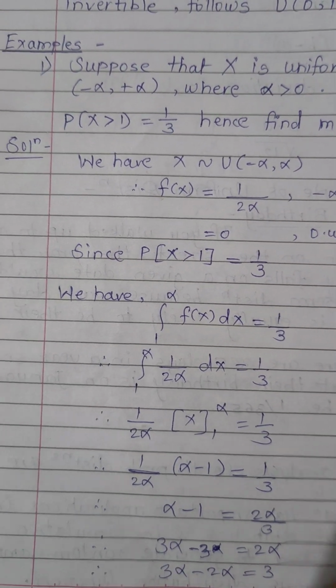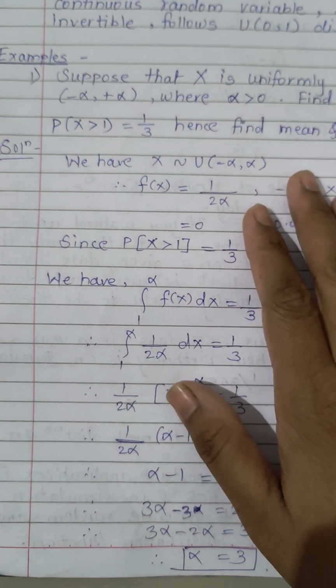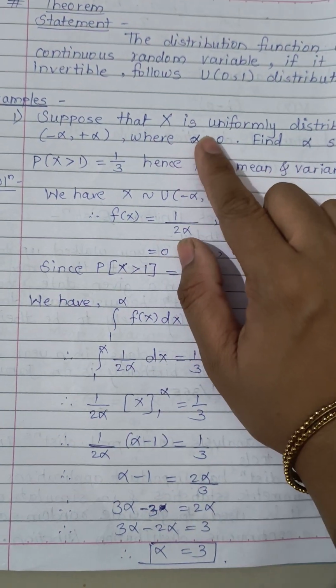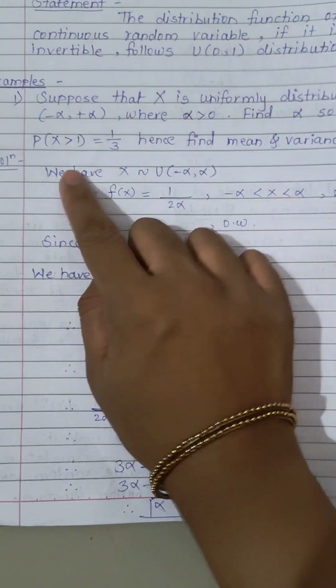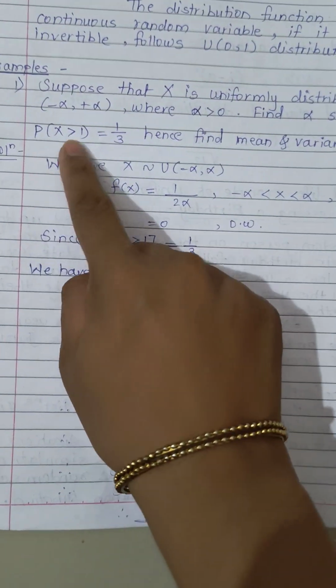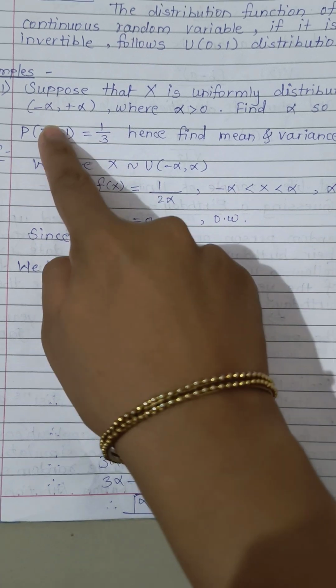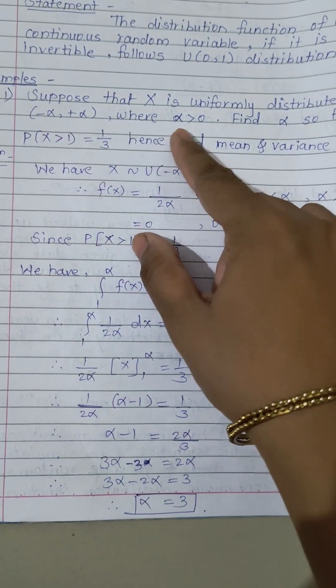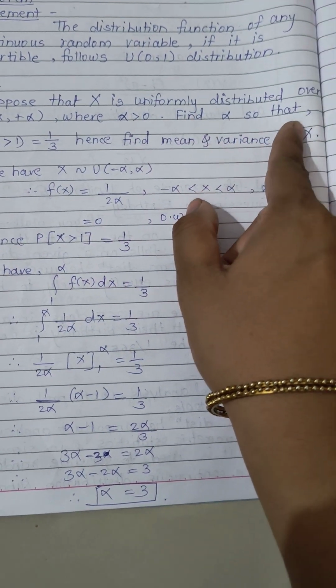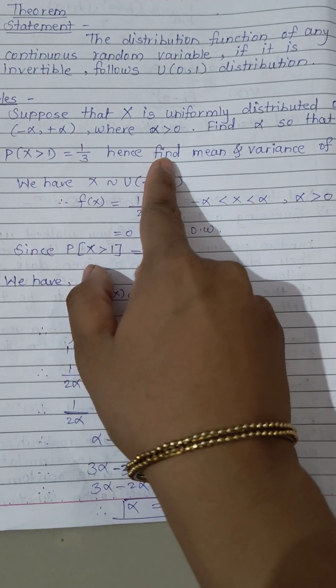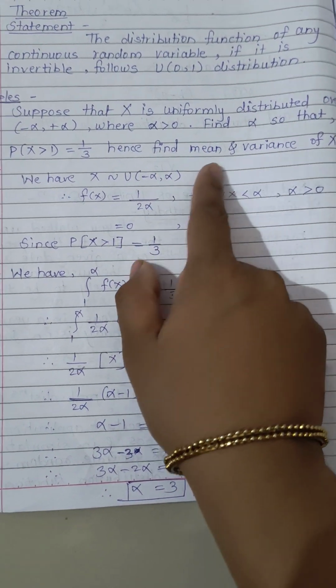Hello friends, today we have to discuss an example of uniform distribution. First example: suppose that x is uniformly distributed over minus alpha to plus alpha, where alpha is greater than 0. Find alpha so that probability of x greater than 1 equals 1 upon 3. Hence find mean and variance of x.